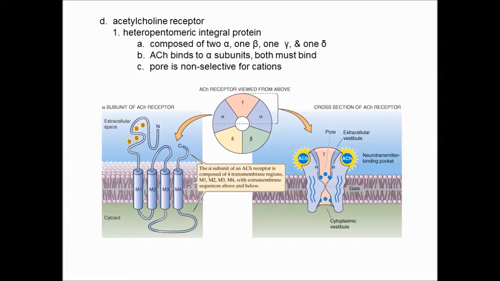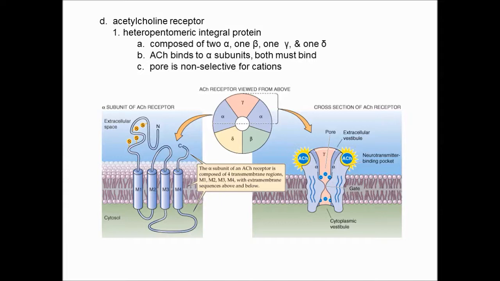The receptor for acetylcholine is well shown. We call it a heteropentameric integral protein. What that means is it has 5 pieces that go through the membrane. They're all alpha helices. I don't know why they show 4 here, but it has 5. There's 2 alphas, a beta, a delta, and a gamma. So the reason they call it hetero- or pentameric is it has 4 different types of subunits, but 2 of them are alpha. The alpha subunit binds to acetylcholine, and 2 acetylcholines must bind to have full effect.